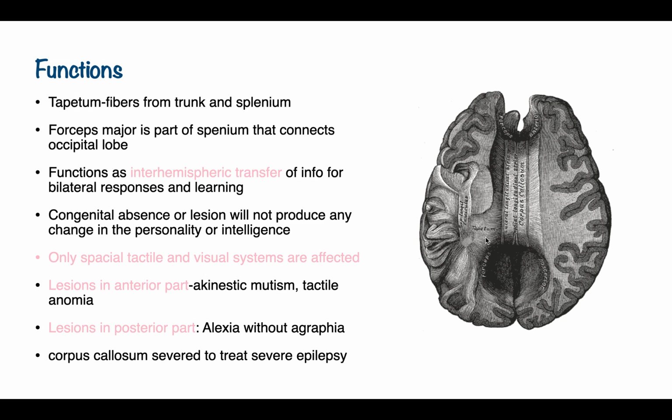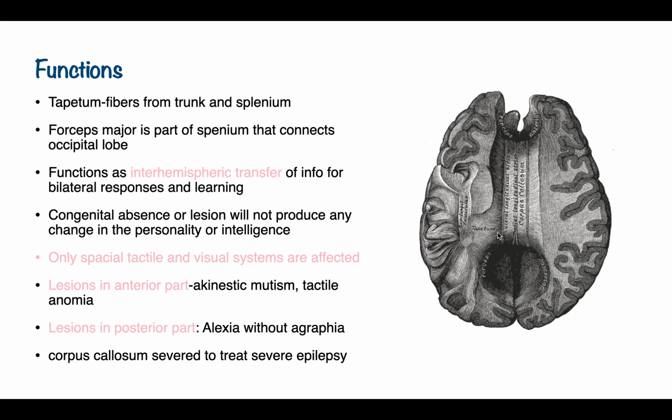So problems with the interhemispheric fibers is not going to change anything in personality or intelligence. Only the spatial, tactile, and visual systems are going to be affected. So a lesion in the anterior part is going to cause akinetic mutism and tactile anomia.